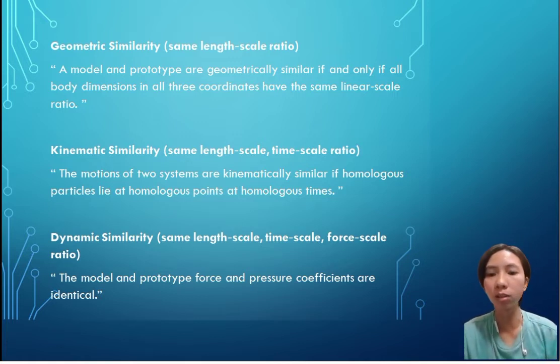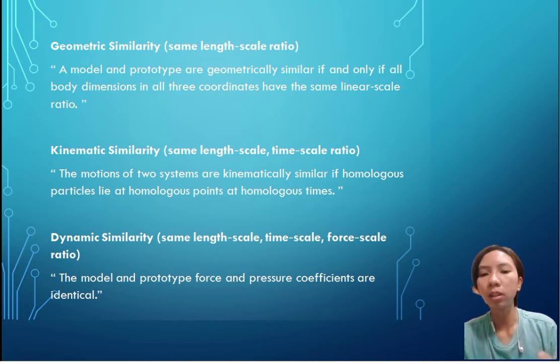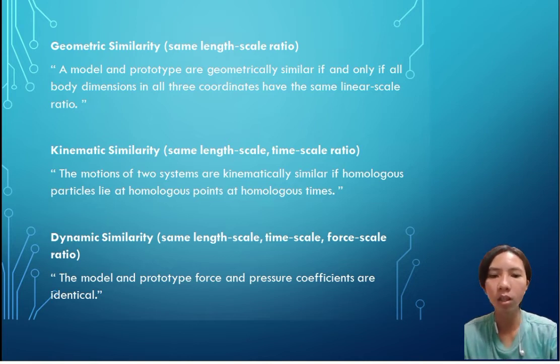First, let's define the geometric similarity, or the same length scale ratio. A model and prototype are geometrically similar if and only if all body dimensions in all three coordinates have the same linear scale ratio. So when we say geometric, it means shape. So the model and the prototype should be the exact same shape.